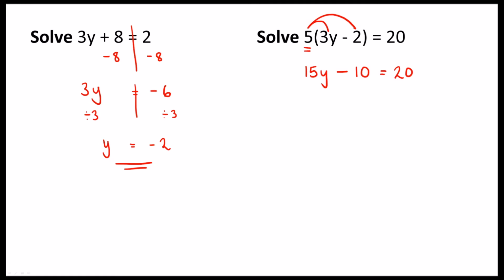The next thing I need to do is to get my y's onto one side like I did in the previous example. So I'm going to split it down my equal side, I'm going to add 10 to both sides, and this gives me 15y on the left being equal to 20 add 10, which is 30 on the right. Again, to get y by itself, I want to divide both sides by 15. So on the left I get 1y, and on the right 30 divided by 15 equals 2. So my final answer is y is equal to 2.